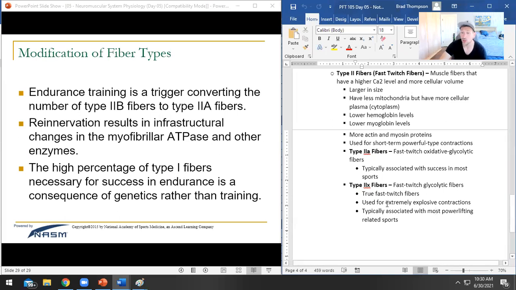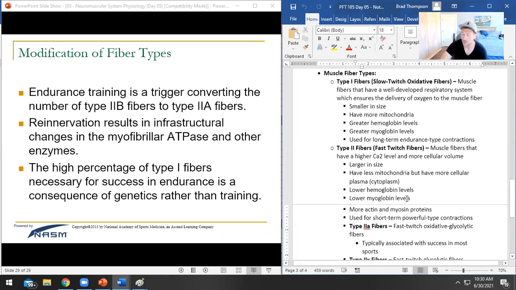Now here's what's kind of cool. You can modify your fiber types. The more endurance training you do, guess what? The more your body will develop blood vessels to the area, the more your body will develop more mitochondria. You will get better at endurance. Or maybe you decide to lift really heavy and your body will go, wow, we need more actin and myosin proteins. And so it will create more of that.